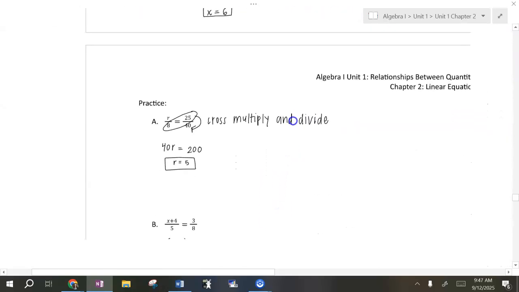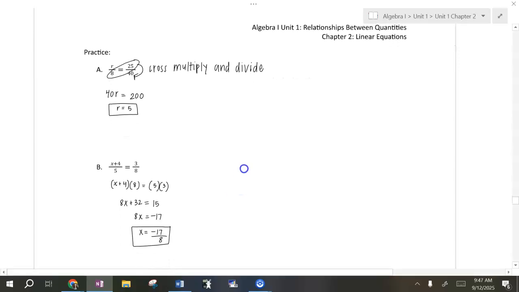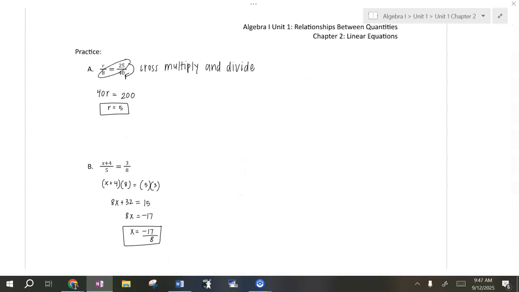All right, I want you guys to try these 2 practice problems. Go ahead and try them on your own first without looking, and then look and see if you got them correct.